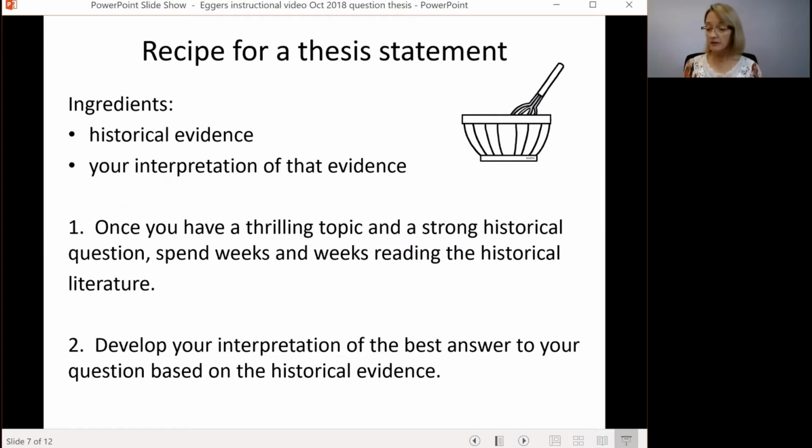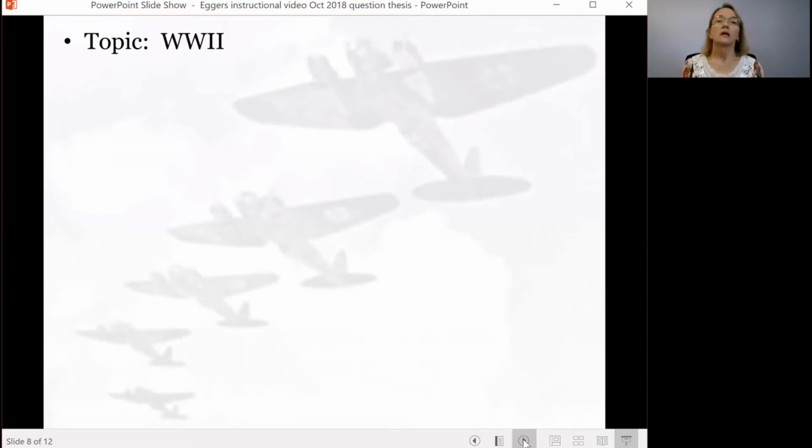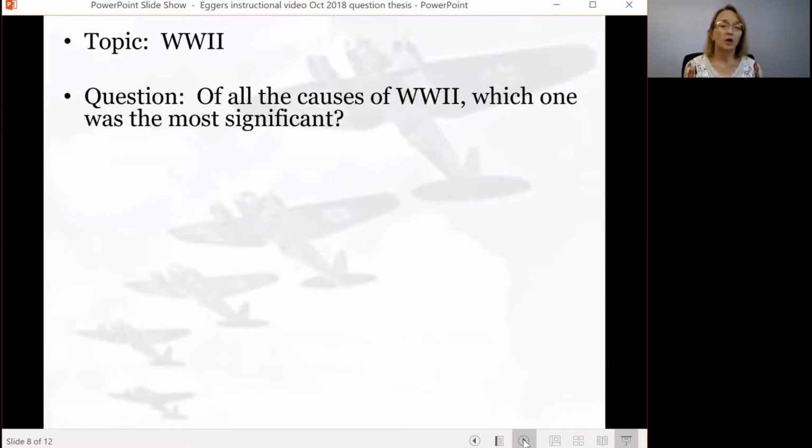Let's take one more example to think about how to go from a topic to a thesis. Let's say that we are interested in World War II. The next step is to think about what we really want to find out about World War II. You may start to do your research, and let's say that we become very interested in the causes. What caused this terrible war to occur?